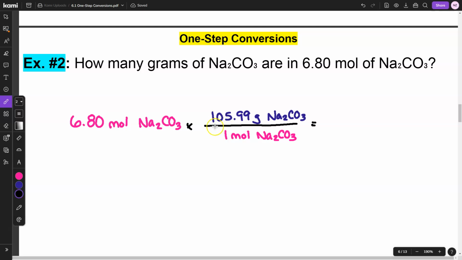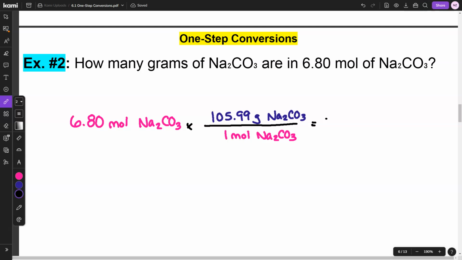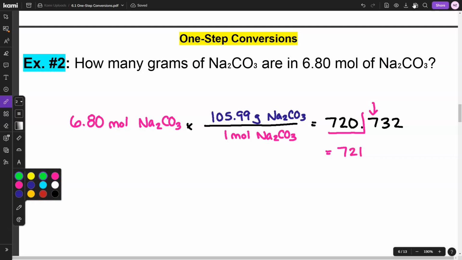Okay. So any number over 1 is just going to be that number. So when I go to do my math here, it's just going to be 6.8 times 105.99, and I get a big number. So let me go ahead and write that down. So it was 720.732. And we're rounding to 3 sig figs this time. So it's going to be 721, and my units are going to be, so these units will cancel out with these units, and I'll just be left with grams.